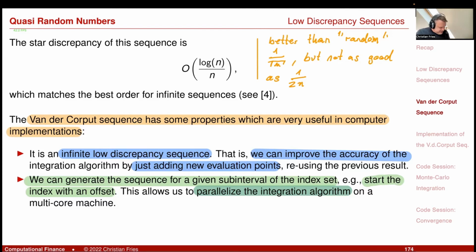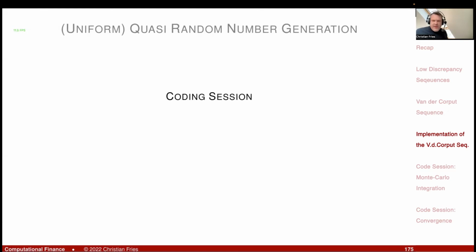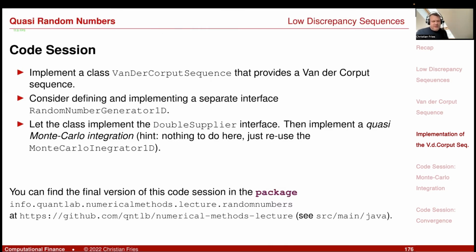This feature is sometimes also called skip ahead. So you can skip a few elements in the sequence very easily. And there are formulas for linear congruential generators where you can also derive such a property, if you would like to start the sequence at a later point. But here it's really easy because we have an explicit formula. Let's try to implement this and maybe use it in our Monte Carlo integration.